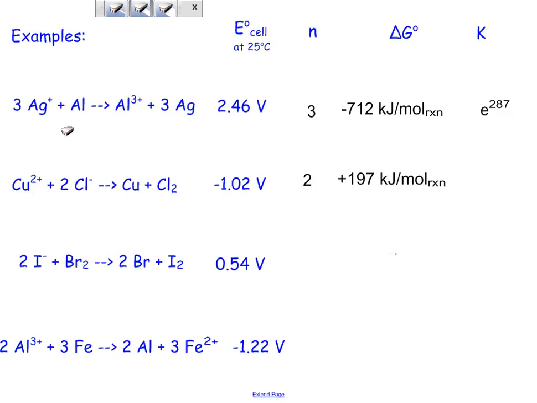That essentially means that if I get this thing going, it's going to go until I run out of silver or I run out of aluminum. It will not reach equilibrium for any practical state. This one, because it has a positive delta G, is non-spontaneous, has a very, very small K, which means if I start this reaction, I'm really not going to see anything happen. So pause the video again and try the next 2.